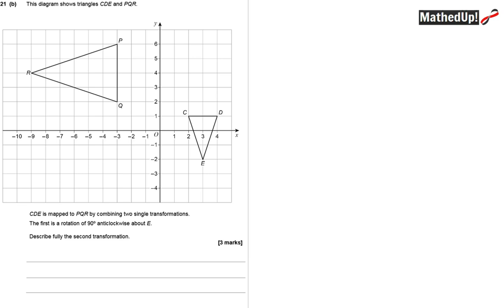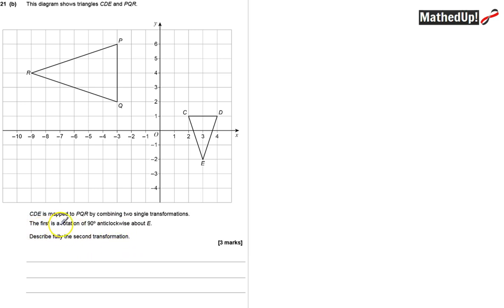Part B, the diagram shows triangles CDE and PQR. CDE is mapped to PQR by combining two single transformations. So this time we're going to use two transformations. The first is a rotation of 90 degrees anti-clockwise about E, and we need to describe fully the second transformation.